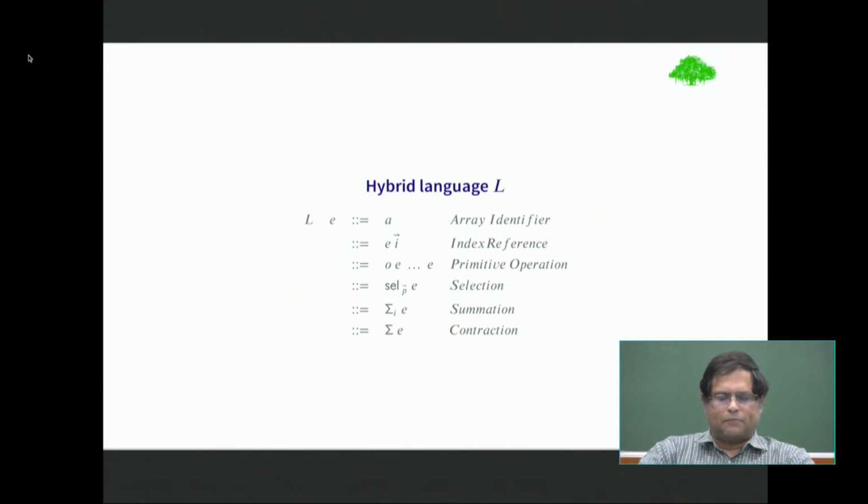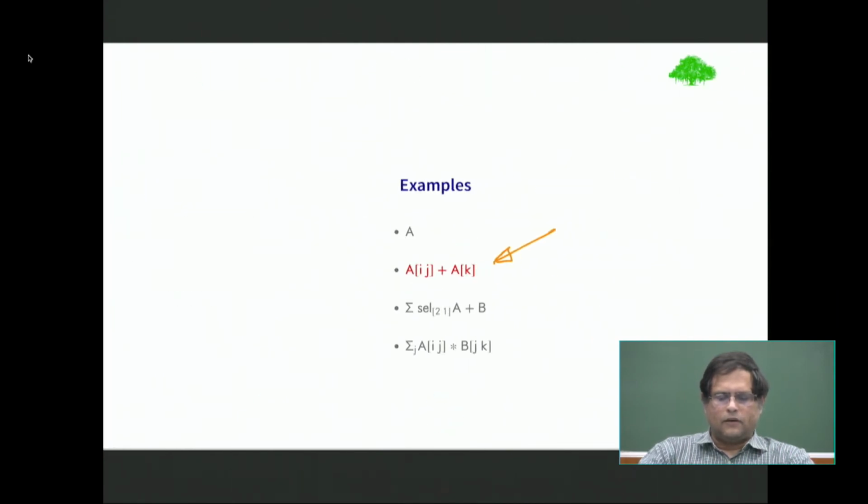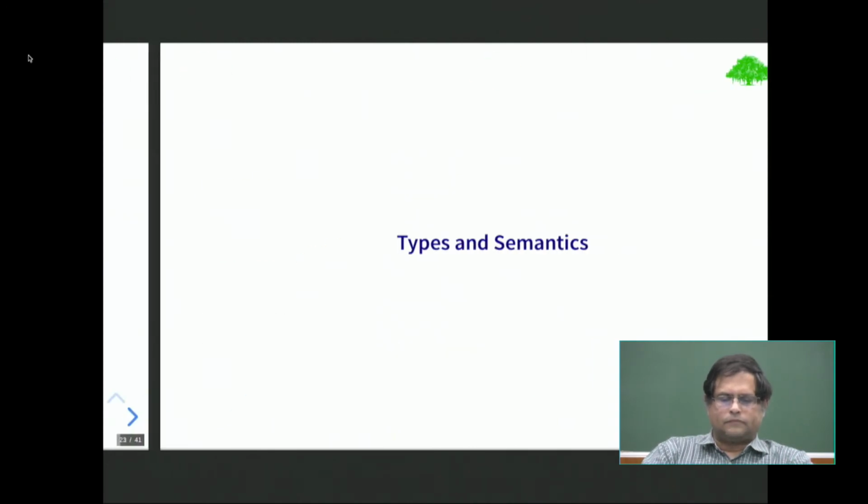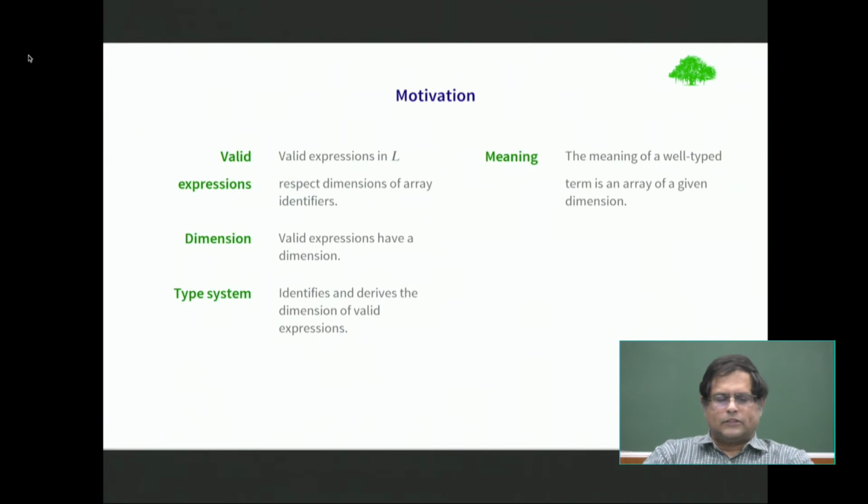We're going to look at examples of all of these. Okay, so let's just take a quick example. These are of various types of expressions in L. If you look at this one particular one in red, there's clearly something wrong with it. The types don't match, so you need to be sensitive about that. You need some kind of type checking and a type system in order to be able to catch things like this. So let's look at the types in semantics.